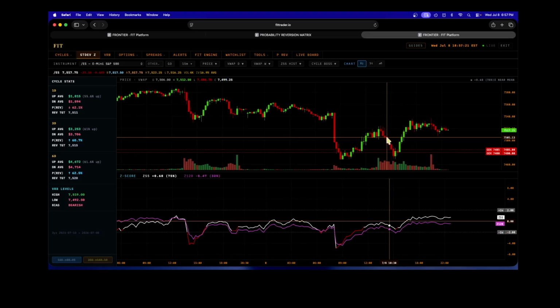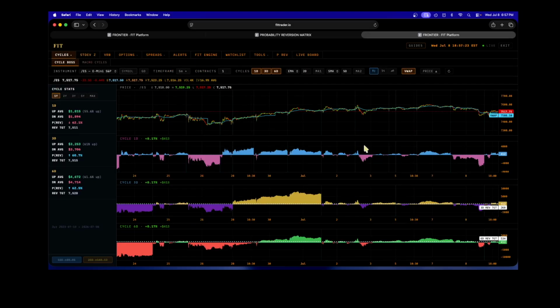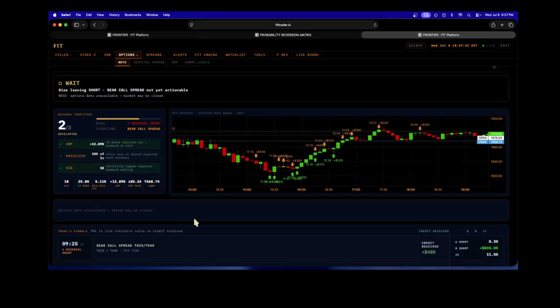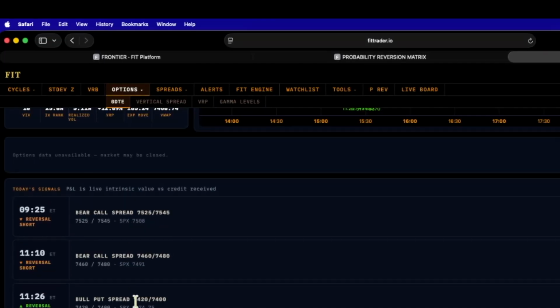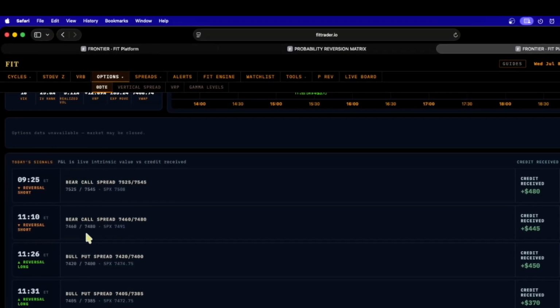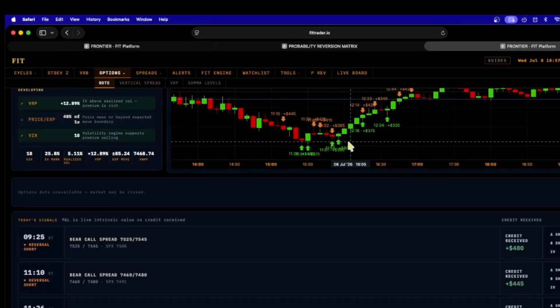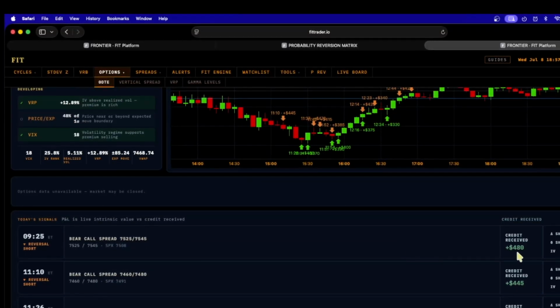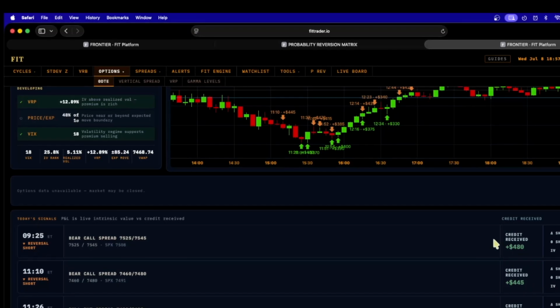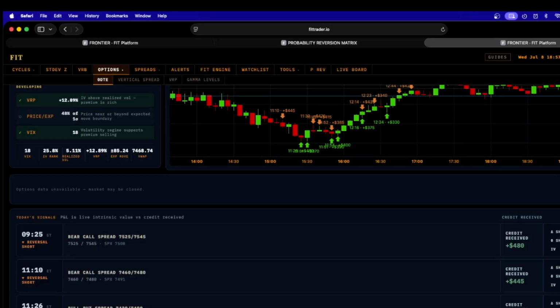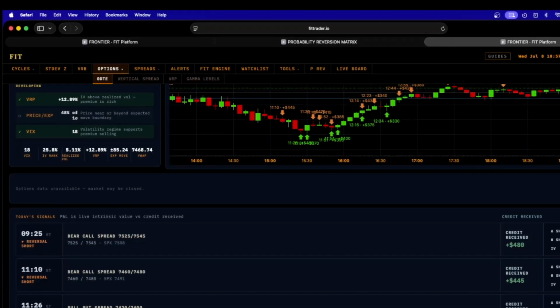So between my z-scores, between a cyclical rotation here and reversal signals on the 0 DTE, I knew it was time to either, in worst case scenario, take my short positions off the table. If you didn't want to re-enter the market, fine. Take your 480 or whatever you would have netted and go home. Or reverse, take that and make another 450. That was a beautiful trade.